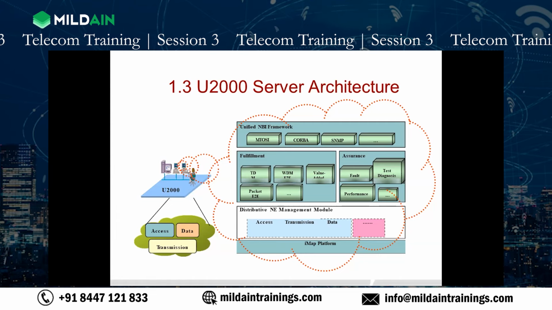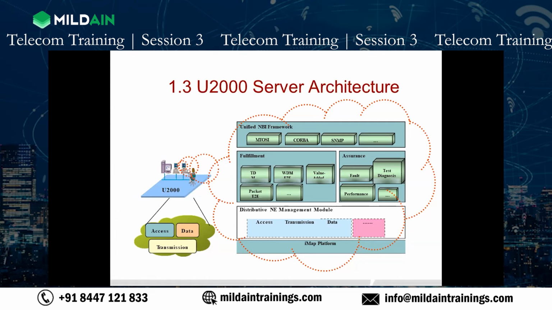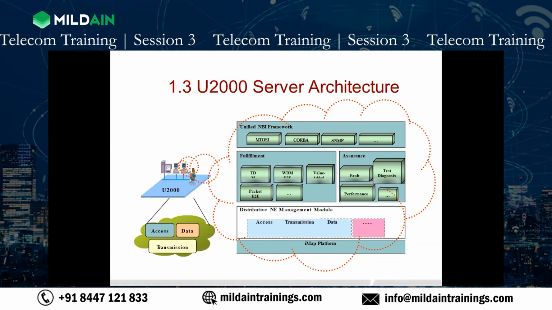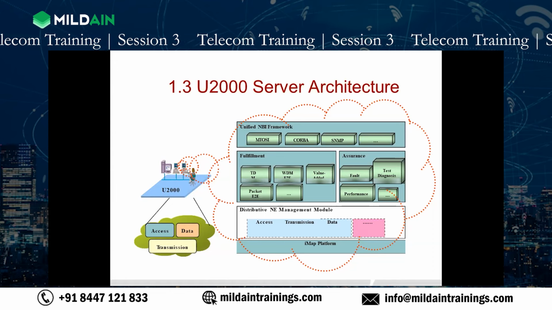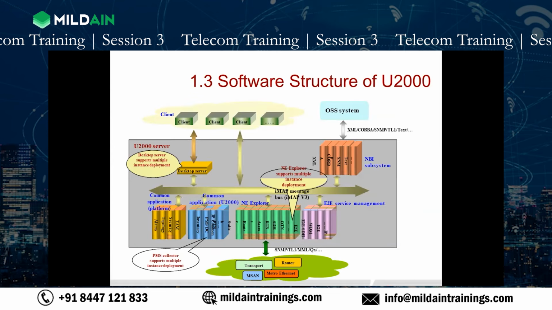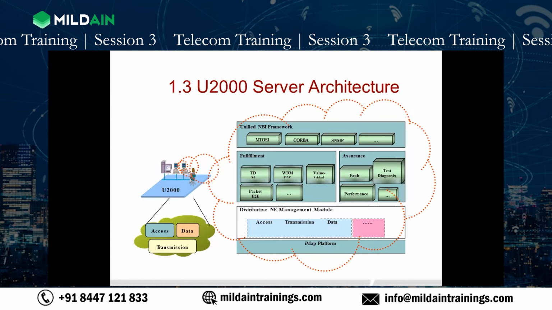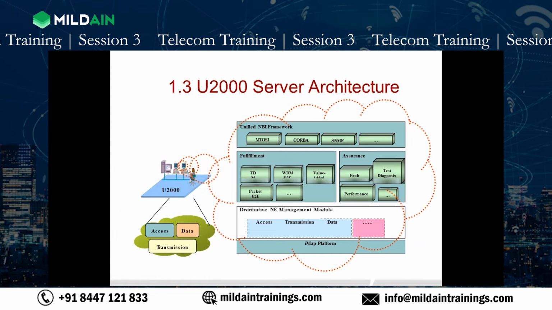So there is grouping, DDM, WDM, packet, and different processes like fault and diagnosis. With the help of CORBA and SNMP, the API framework, we can access them. What is XML? There are different types: XML, CORBA, SNMP, TL1, FTP.